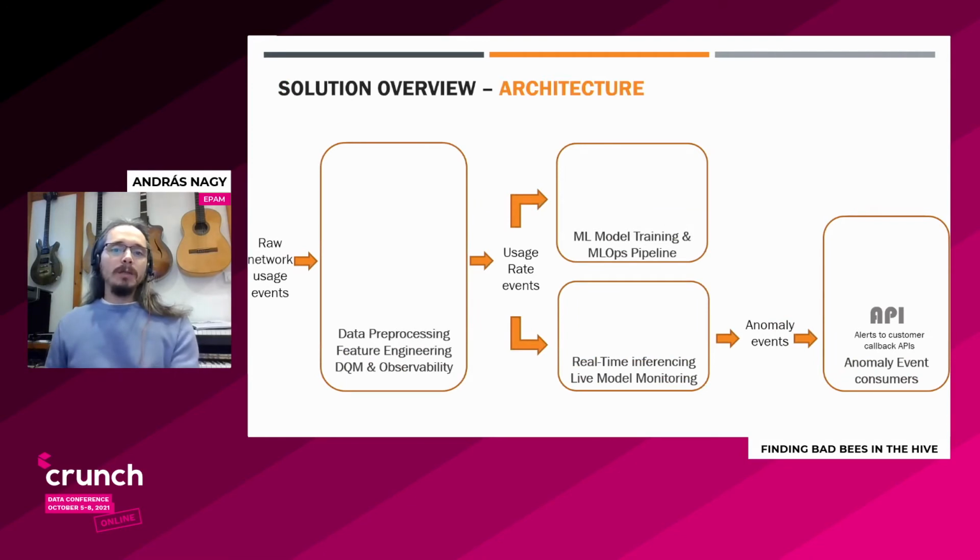Now let's first have a look at the overall architecture to see what we are doing on a very high level. The goal with this design was to build a scalable and cloud-native architecture in Amazon Cloud. Our input is arriving as network usage events. They get pre-processed by a data pipeline, at which point we also have to run some data quality checks and log data issues and data observability metrics. But the more interesting stuff is happening as these pre-processed usage rate events are handled by the machine learning models.